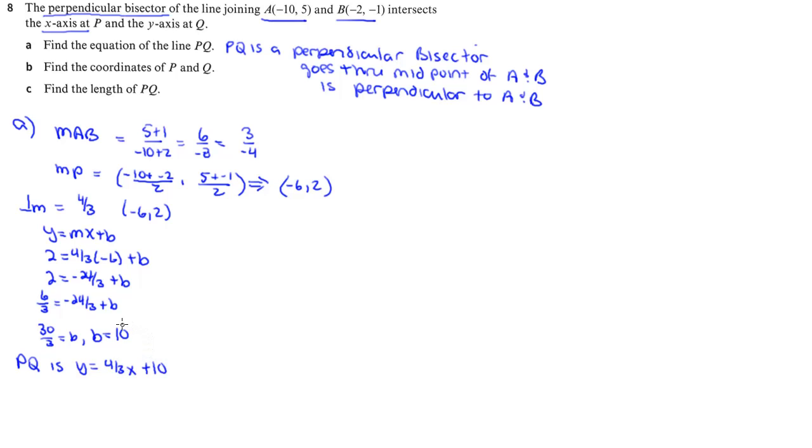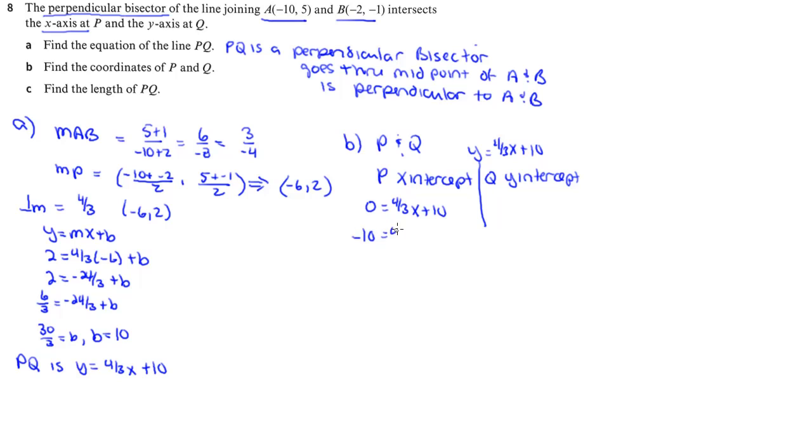In part B, they want to know what the coordinates of P and Q are. Well, P is where the line intersects the x-axis, that's the x-intercept, and Q is where the line intersects the y-axis, so that's the y-intercept. These are not too difficult to figure out. The x-intercept is where y equals 0, so all we do is take the equation, replace the y with a 0, and solve for x.